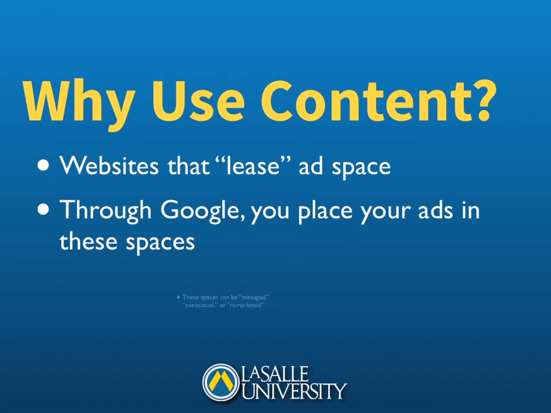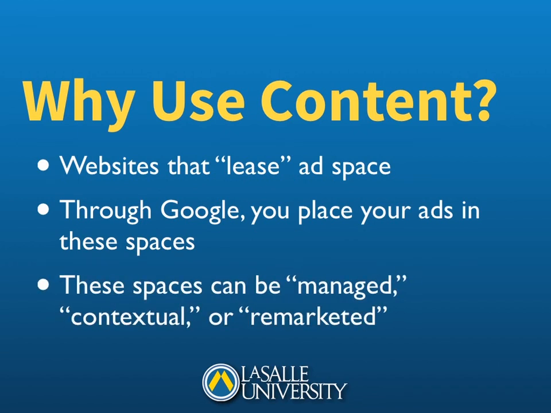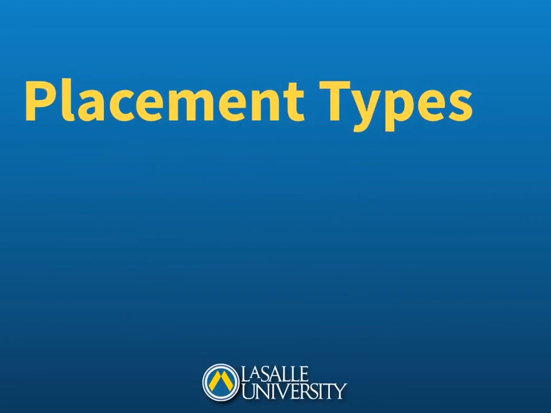And beyond the content network, not to confuse you even more, I hope I'm not, there are different types of placements that you can place with Google, and each have a different value. So these can be three types: managed, contextual, and remarketed. And I'll show you what each of those means. The great thing about placement types is the user doesn't know which one they're experiencing. They all look the same.